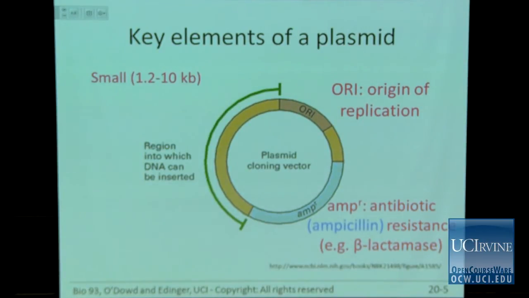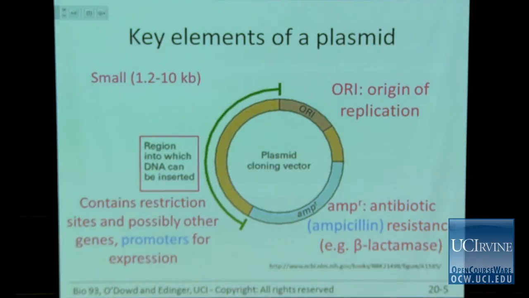Over here in green, we have a region where we can put our gene of interest. This can have lots of different things in it besides just our gene of interest, but it generally contains the restriction sites that we're going to use for cloning. It may contain other genes we want to use for selection purposes, and sometimes it'll contain a promoter. So if you want to express your gene of interest, of course you're going to need a promoter.